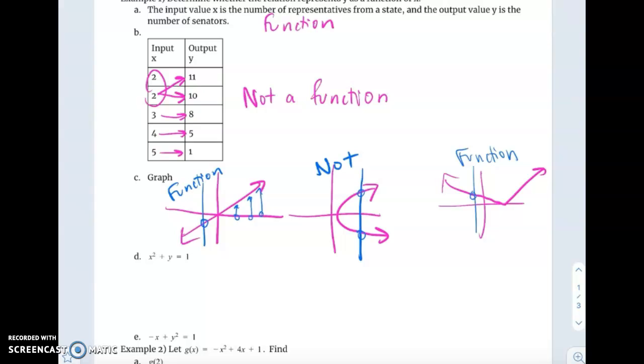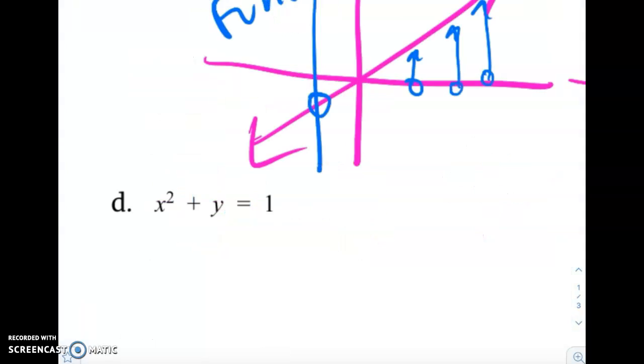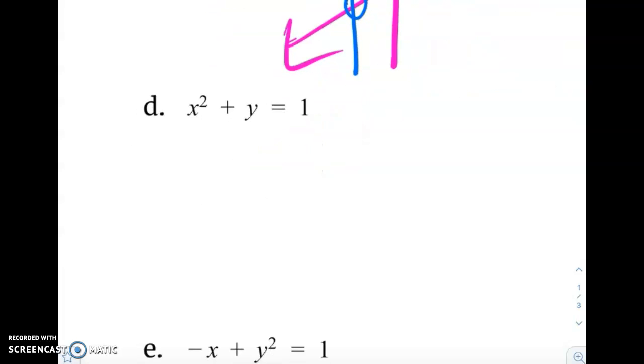For part D, you'll want to solve for each variable. So if you solve for, let's solve for y, because that's easiest. You would subtract x squared to the other side. And so y is going to have one answer, which means there's only one output for each input, so that is a function.